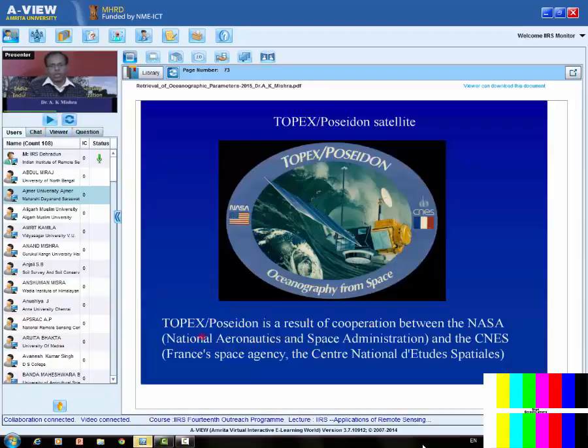Then we had Topex Poseidon, a satellite which carried the altimeter sensor. Topex Poseidon is a result of cooperation between NASA, the National Aeronautics and Space Administration, and CNES, the French Space Agency.